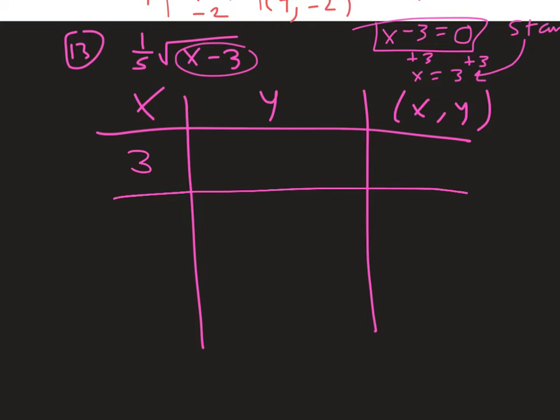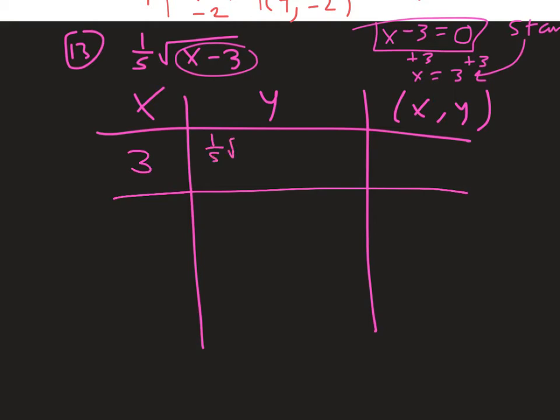So typically we've plugged in 0 first. If we plug in 0 here, we would get 0 minus 3, which is negative 3. We can't have a negative under the square root. So if we plug in 3, we get the square root of 0, which is perfect. Because we can't have anything smaller than that. Because we can't have negatives under a square root.